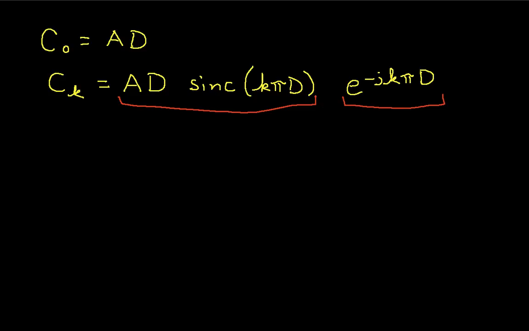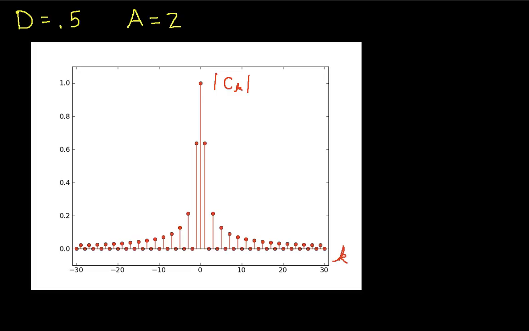So what I've done is I've created lots and lots of plots. For a duty cycle of 0.5 and an amplitude of 2, I've picked these values so that the average value of the signal is 1, as you can see here. This is a plot of C sub k, so this is C0, C1, C2, C3, C4, and so on. This is actually the magnitudes of the C sub k's. The C sub k's in general are complex, and in this case they are. This is showing us the magnitude, and the next plot I'll show is the phase.